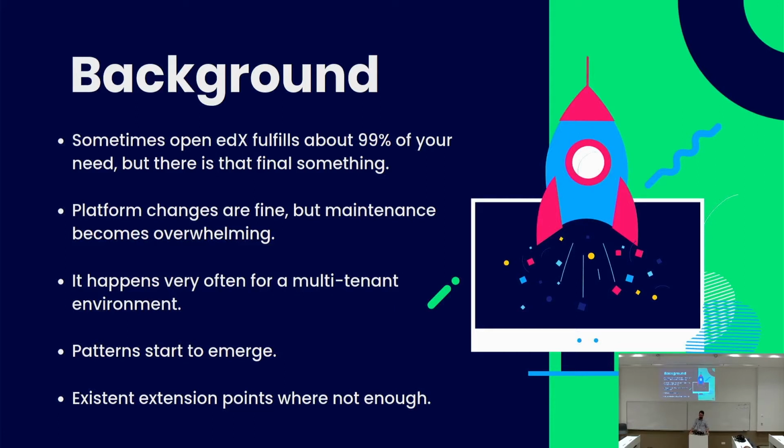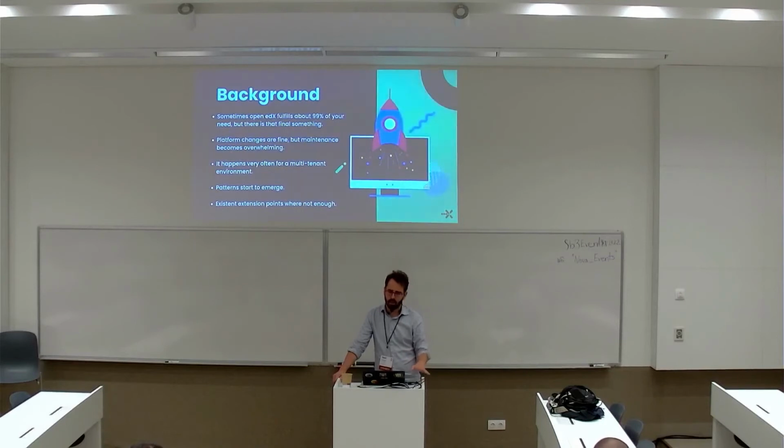And if that happens at one institution level, we work all the time with multi-tenant instances. So we have tens, maybe hundreds of different institutions trying to run on a single platform. And this problem just became exponentially worse. But we did see architectural patterns start to emerge. Oftentimes the institutions, the customers, wanted small modifications in the same places where the existing extension points, although they are present, were not sufficient.